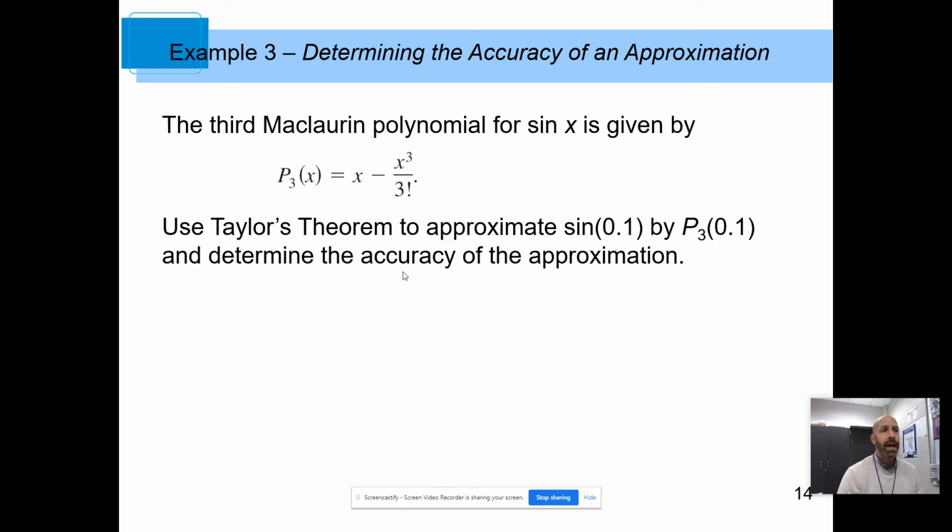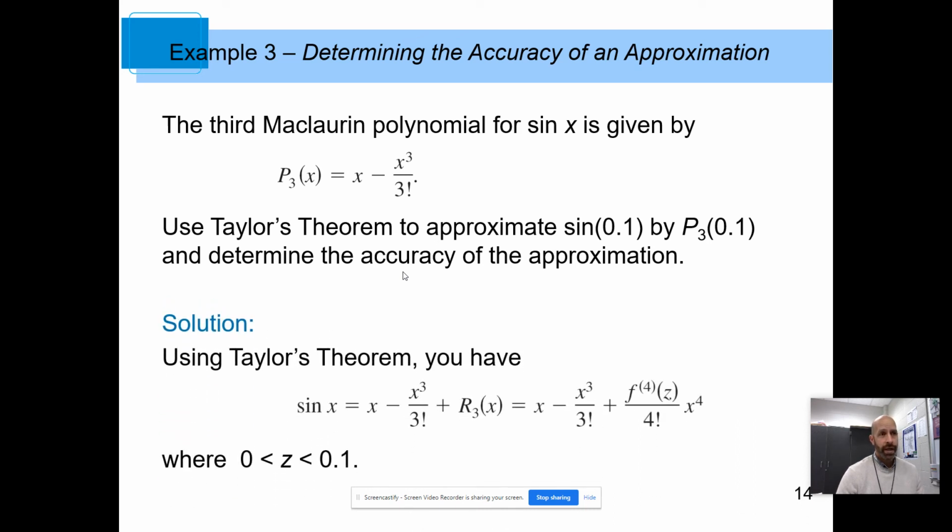It says use Taylor's theorem to approximate the sine of 0.1 by P sub 3 of 0.1 and determine the accuracy of the approximation. So, guys, this Maclaurin polynomial is an approximator for the sine function. It is not going to give us the exact value of the sine function. We want to know what is that approximate value and how far off is it.